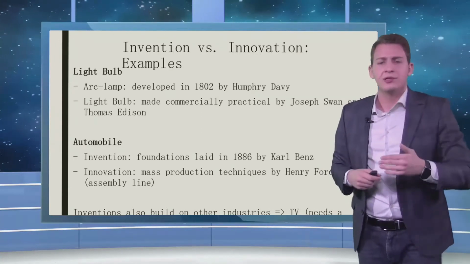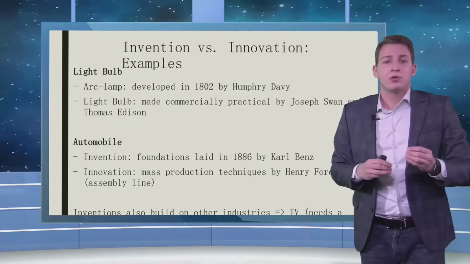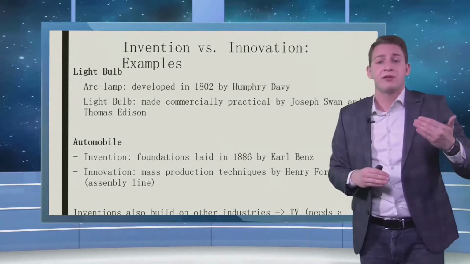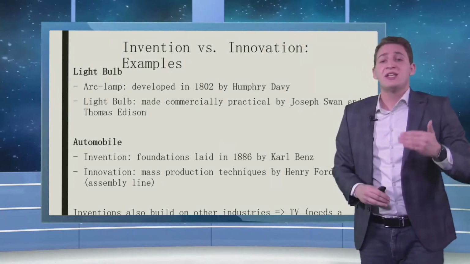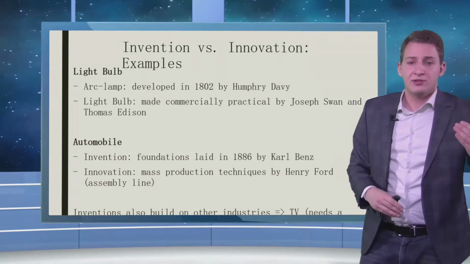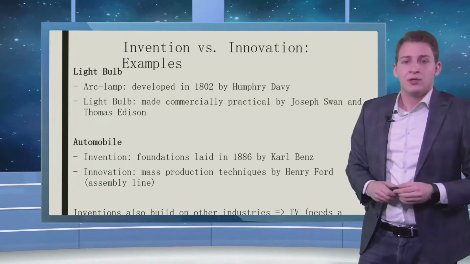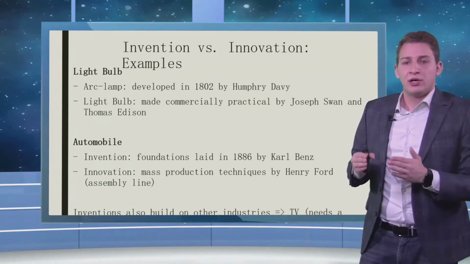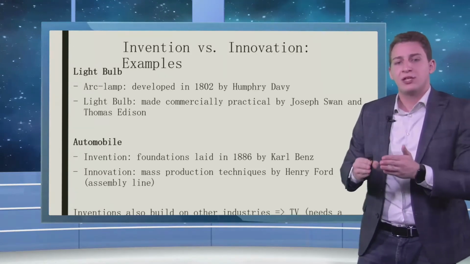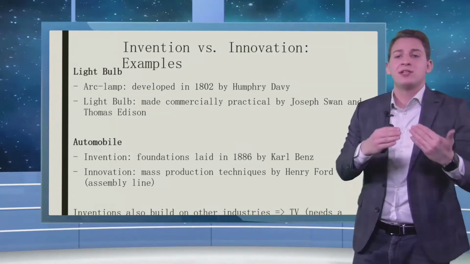So for instance, the light bulb that is everywhere in everybody's house started as what was called the arc lamp, and it was developed initially in 1802 by Humphrey Davy. But it took almost 80 years to make it commercially practical. And it was Joseph Swan and Thomas Edison who are actually much more famous now for making it commercialized. And this is something that required a process of actually figuring out how to manufacture it, how to present it in a way that delivers value to people, and how to essentially take it to the market.